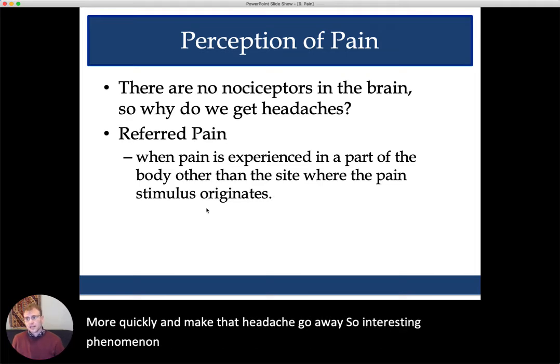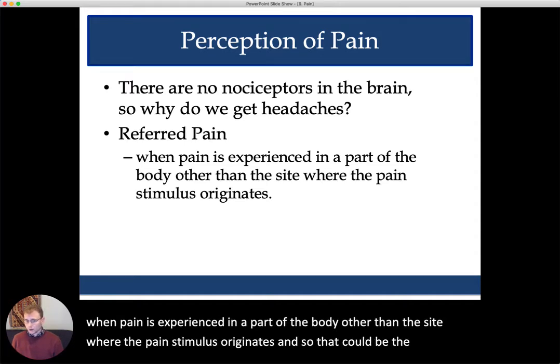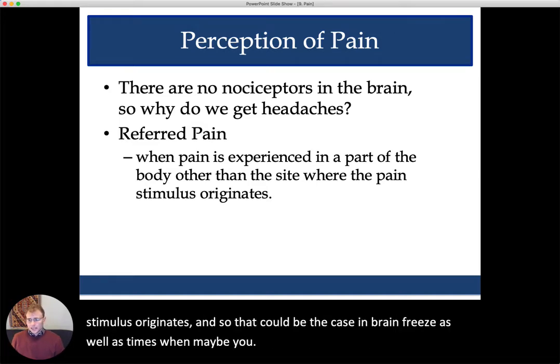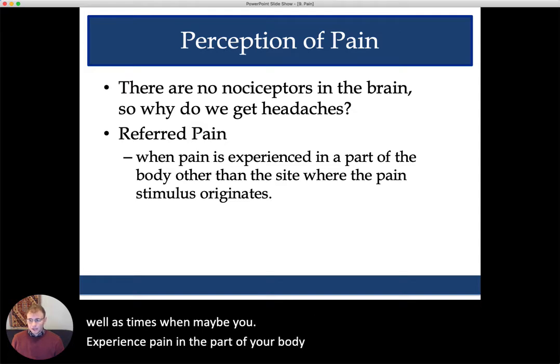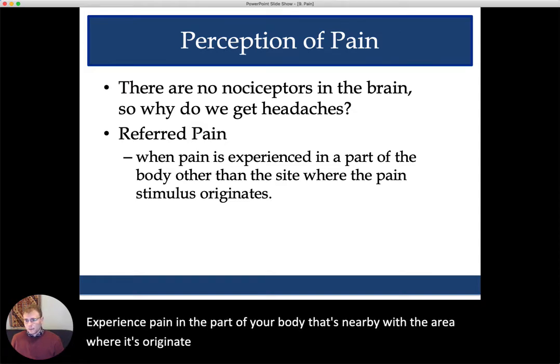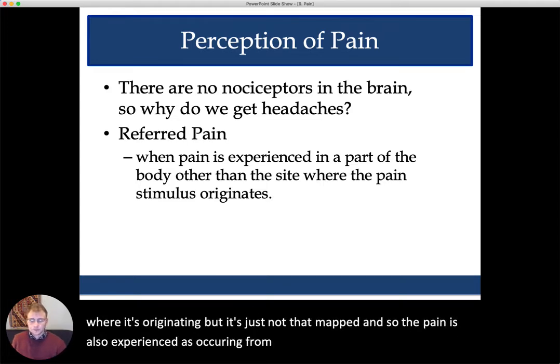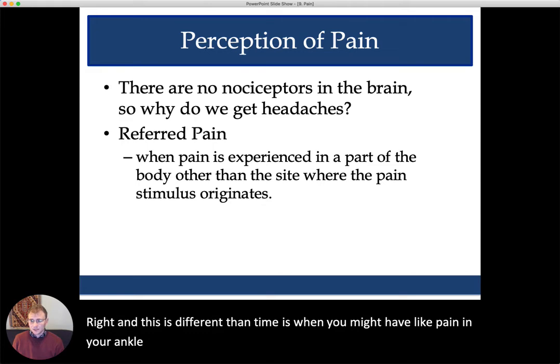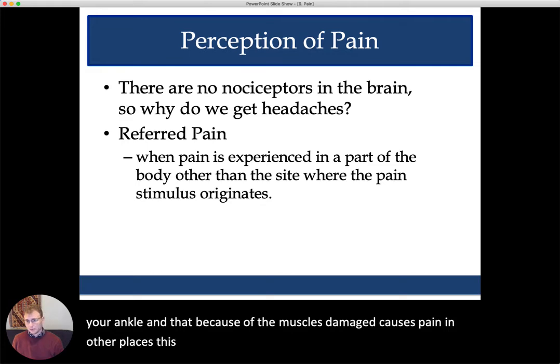Yeah, so referred pain is when pain is experienced in a part of the body other than the site where the pain stimulus originates. And so that can be the case in brain freeze, as well as times when maybe you experience pain in a part of your body that's nearby the area where it's originating, but it's just not that well mapped, and so the pain is also experienced as occurring from this nearby area. Right, and this is different than times when you might have pain in your ankle, and because of the muscles damaged it causes pain in other places. This is more about the mapping in the brain that we're talking about here with referred pain.